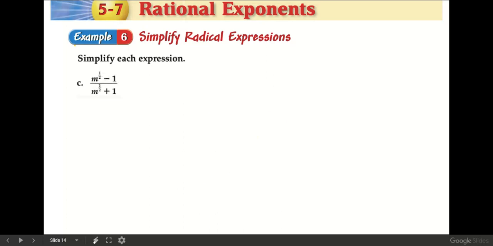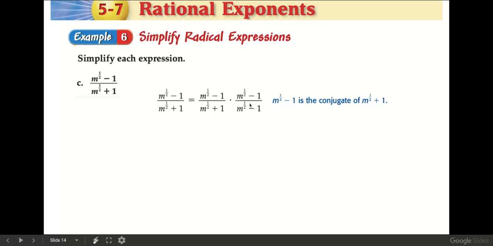Let's go ahead and take a look at C now. So I have m to the 1/2 power minus 1 over m to the 1/2 power plus 1. This is going to be really similar to when we were simplifying radicals that had conjugates. In order for this to be simplified, I cannot have this fractional exponent in the denominator. So what I'm going to do is multiply by the conjugate. What is the conjugate of m to the 1/2 plus 1? M to the 1/2 minus 1. Because when I multiply these, the conjugate will leave me with no fractional exponent.